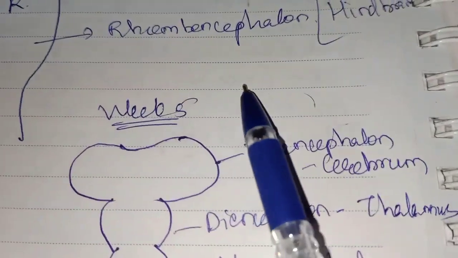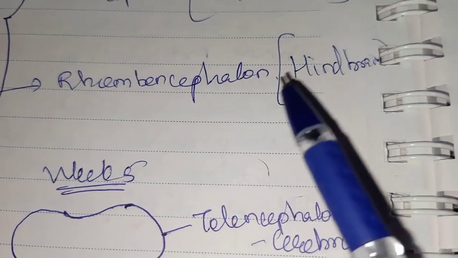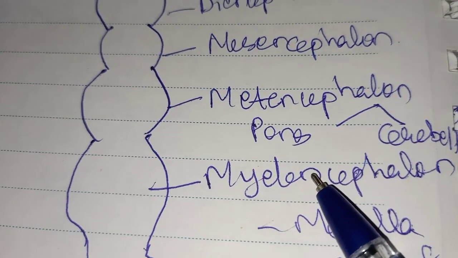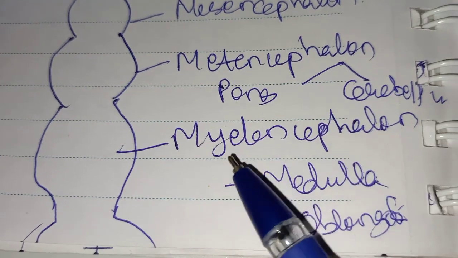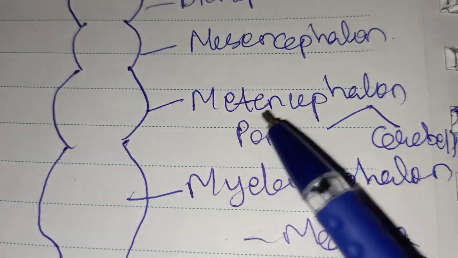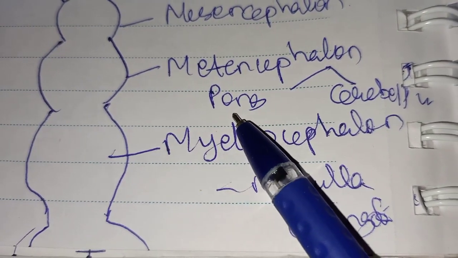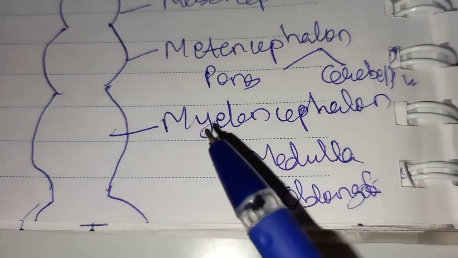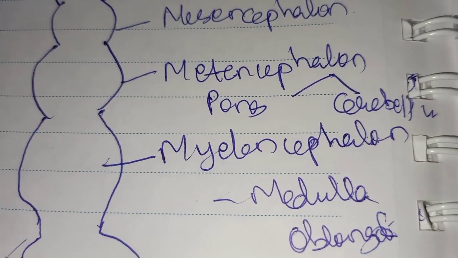Okay, so by fifth week the rhombencephalon, which is developing into hindbrain, is divided into metencephalon and myelencephalon. The metencephalon is developed into pons and cerebellum. Myelencephalon is developed into medulla oblongata.